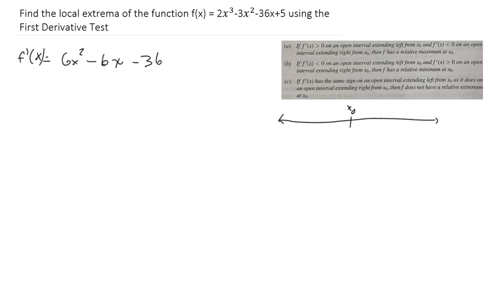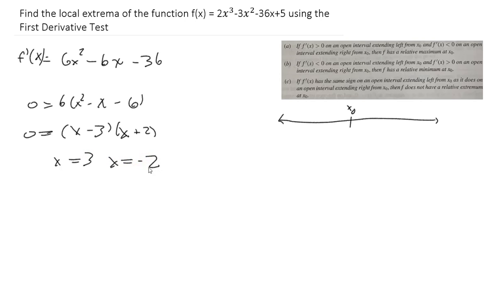So now we need to solve for critical points, or x naughts, in another word. And so we're going to set this equal to 0. And we can factor out a 6. This happens to be really nice. Minus 6, and then 36 divided by 6 is 6. And so we factor this, and we find that x minus 3 times x plus 2 will make this 0. And we can finally solve it, and so we have our critical points here. x is 3 and negative 2.